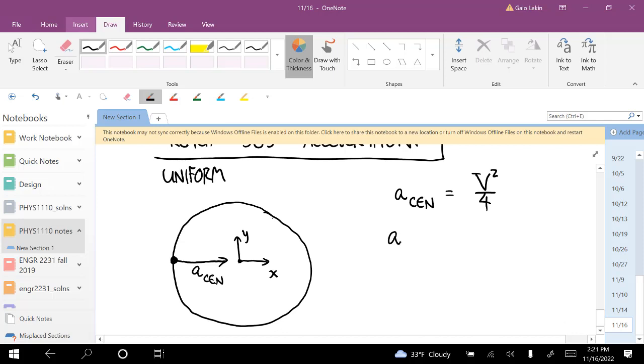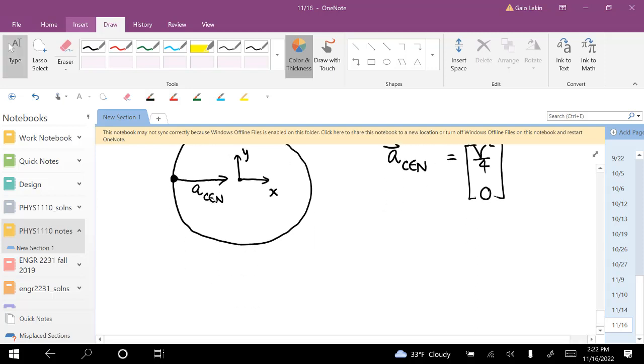So the centripetal acceleration vector, notice that vector is in the positive x direction. Okay, so this is going to be v squared over 4 in the positive x direction and 0 in the y direction. This is uniform circular motion, so we don't have to worry about the tangential acceleration in this. It's 0, okay?